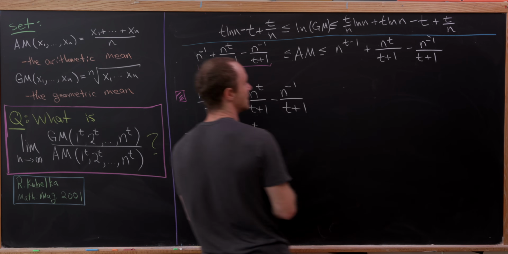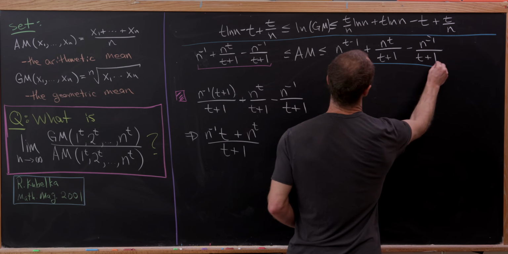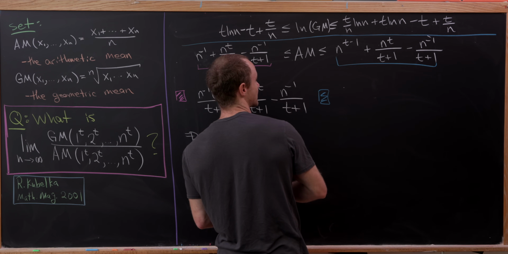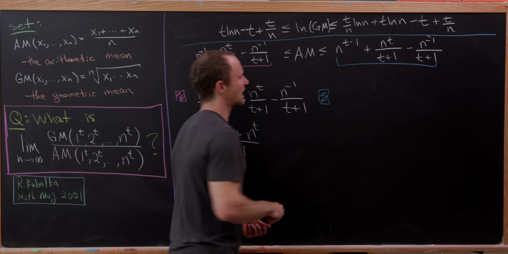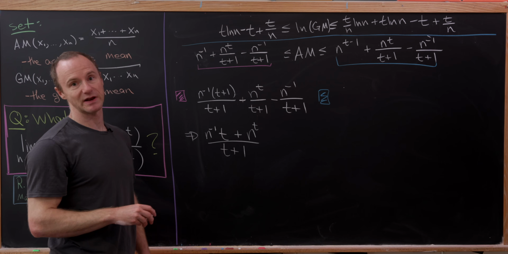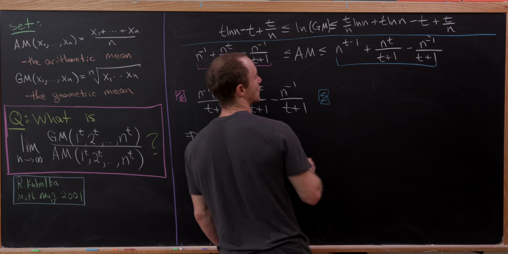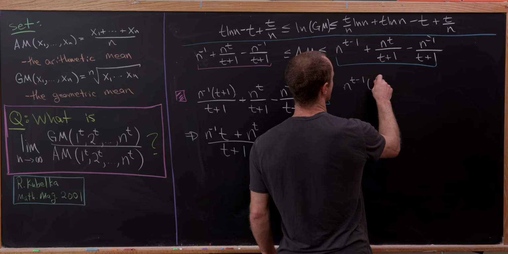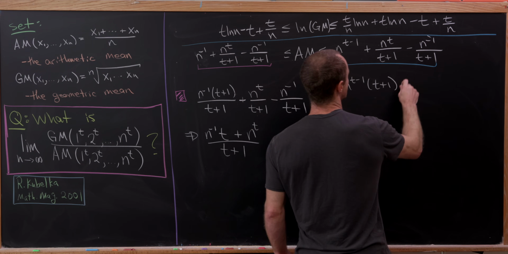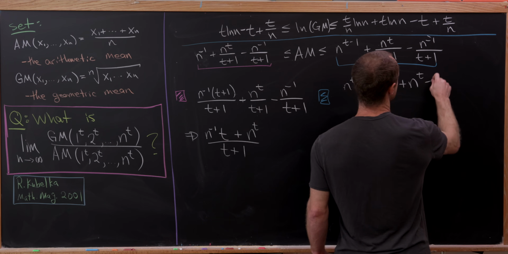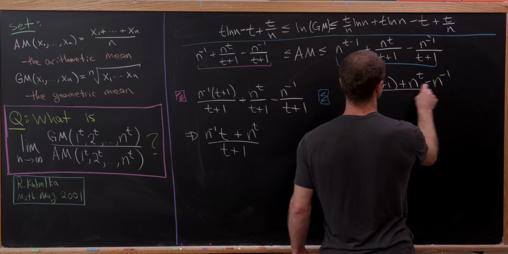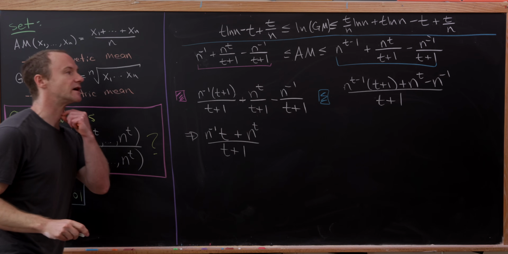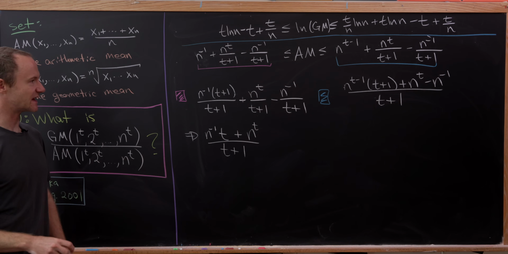Okay, and then maybe the blue underlined term, let's see what we get out of that. So I'll put a blue box to say that that's where we're doing this calculation. Kind of similarly, we'll have a denominator of t plus 1. So in this case, we'll have n to the t minus 1 times t plus 1 plus n to the t minus n to the minus 1. And then this is all over t plus 1. So we've got something like that happening.